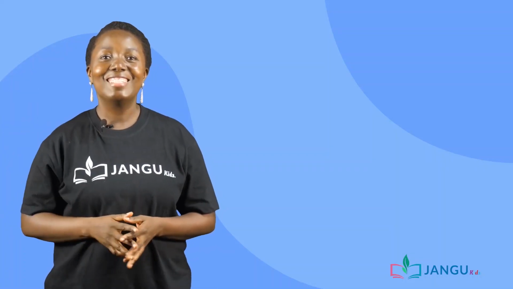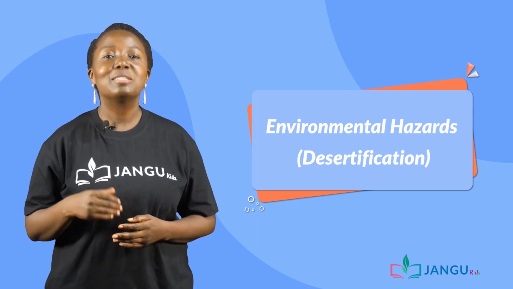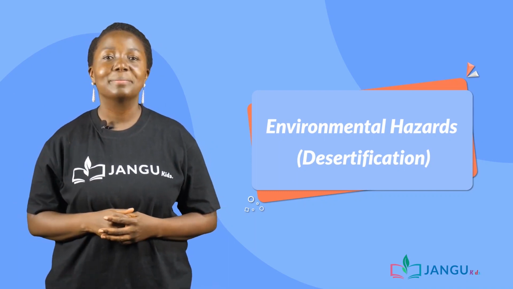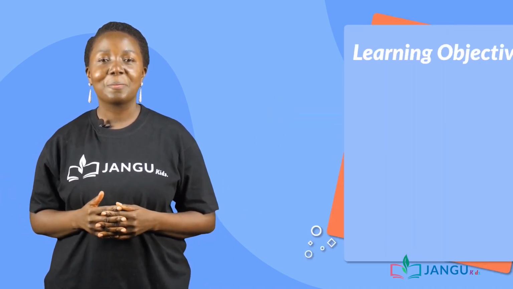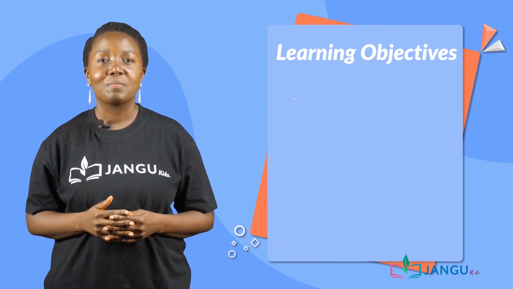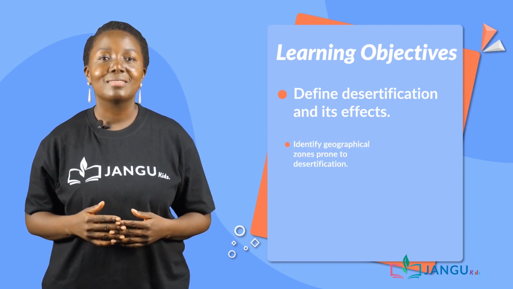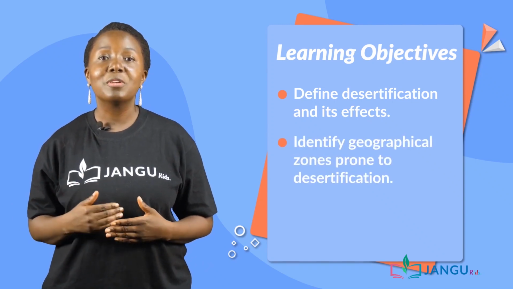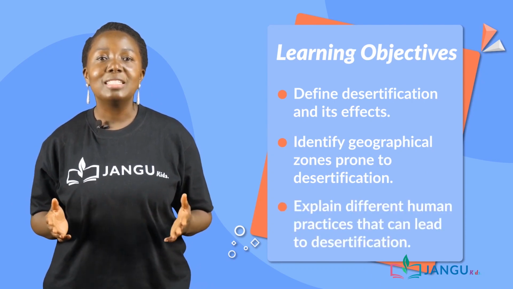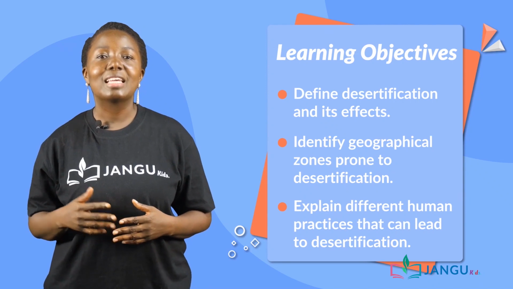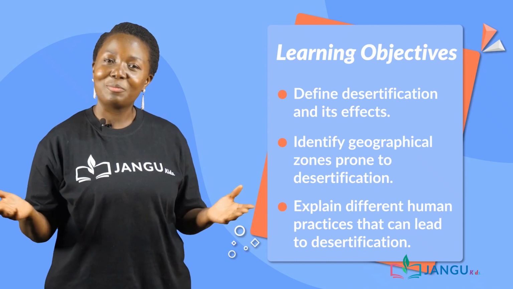Hi there! Today's environmental hazards lesson is on desertification and depletion of the ozone layer. At the end of the lesson, you should be able to define desertification and its effects, identify geographical zones prone to desertification, explain different human practices that can lead to desertification. Let's begin.